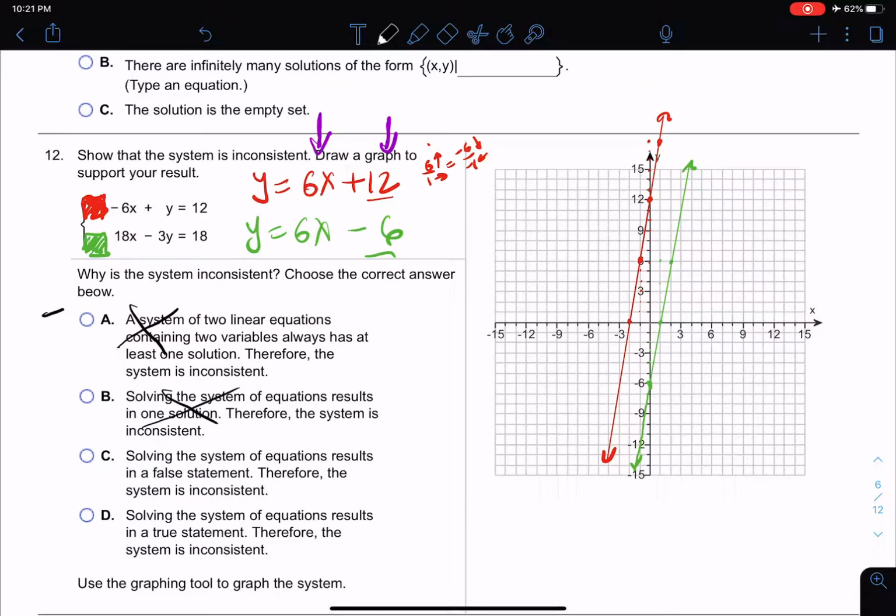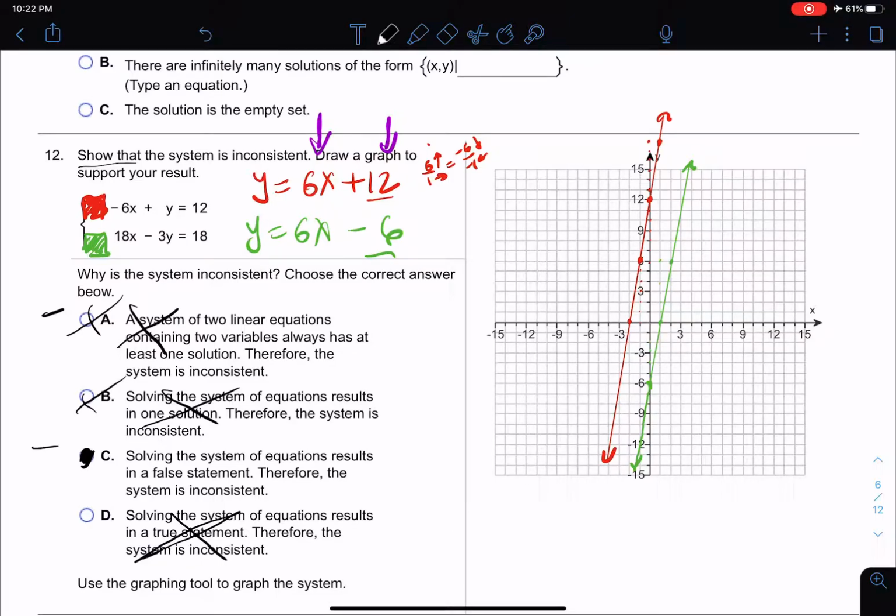So that's gone. Solving the system now, so it's not A, it's not B, now we're looking at C. Solving the system of equations results in a false statement, therefore the system is inconsistent. Ooh, actually that's sounding pretty good, but we actually didn't solve the system. So maybe I better solve the system. I just graphed it to show that they're inconsistent. Part D says solving the system of equations results in a true statement, therefore the system is, no. So that's totally wrong. So C is the correct answer, but they're referring to actually solving it, not graphing it. So show that they're inconsistent by graphing it to support your result.